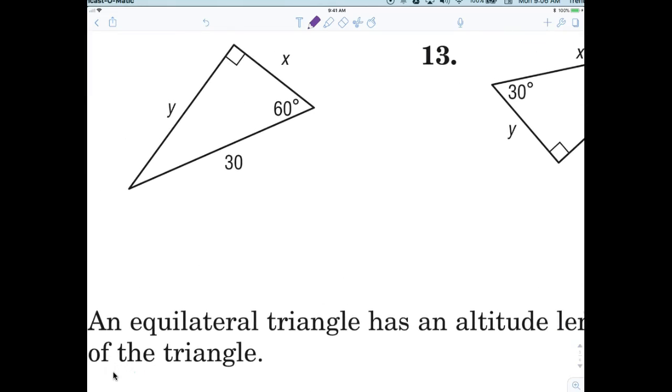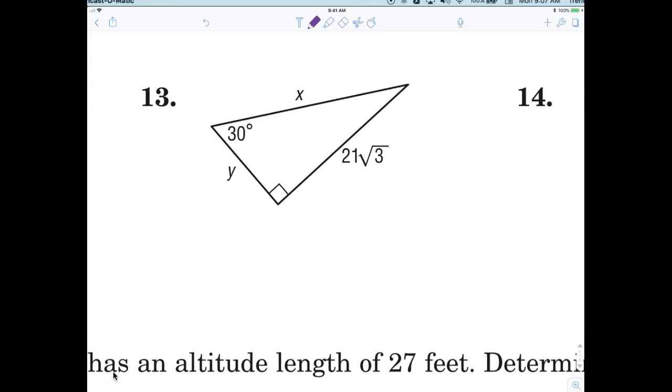All right, so here we go on number 12. So x would be what? 15, and y would be 15 radical 3. Simple as that. Over here, x would be what? Or I'm sorry, y would be what? 21. Everybody agree with that? 21. Come on, I'm telling you.